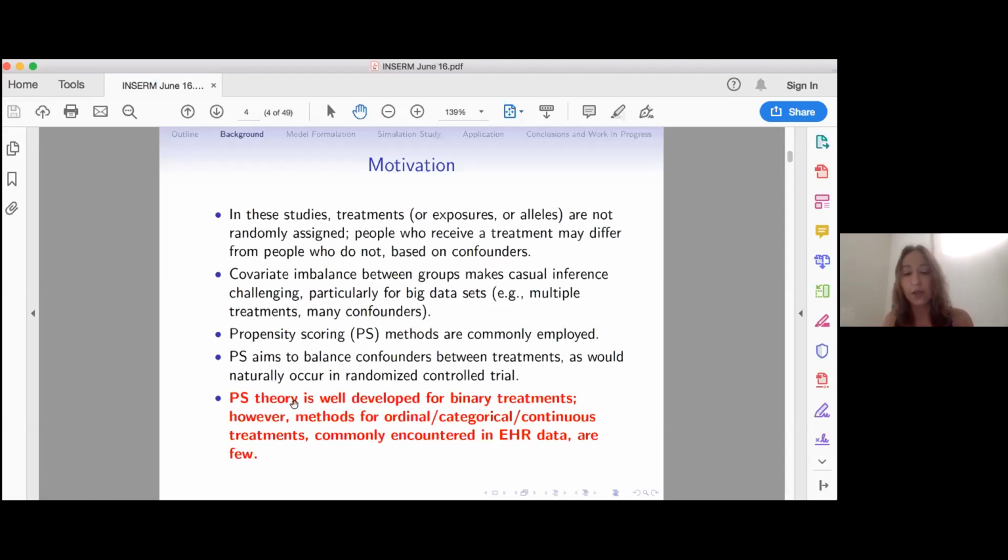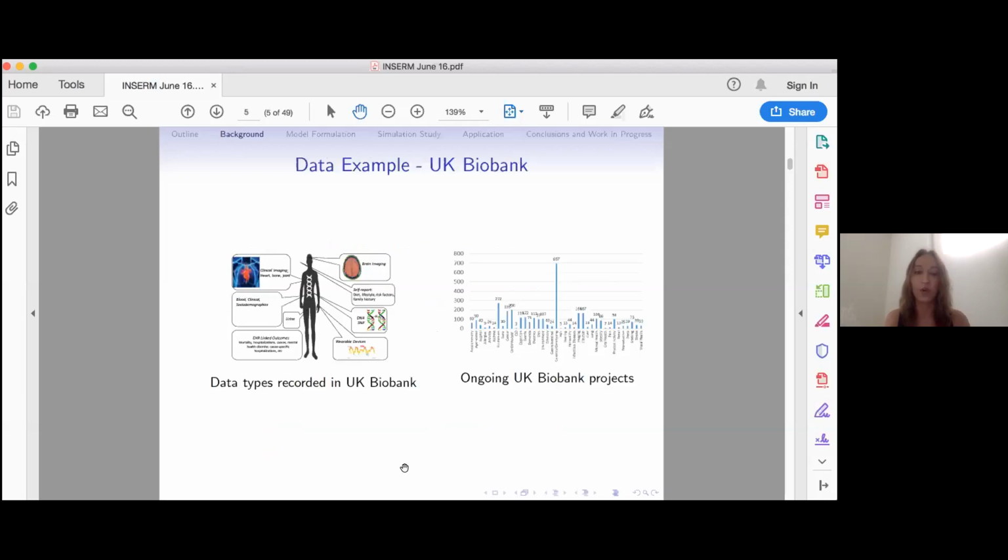Propensity scoring theory is very well developed for binary treatments, and it's been used probably since the 60s or 70s when Donald Rubin first started the theoretical framework. But if you notice in the literature, methods for non-binary treatments, so ordinal treatments, categorical or disjoint treatments, and even continuous treatments that we commonly encounter in EHR data are relatively few. The focus has really been on binary propensity scoring.